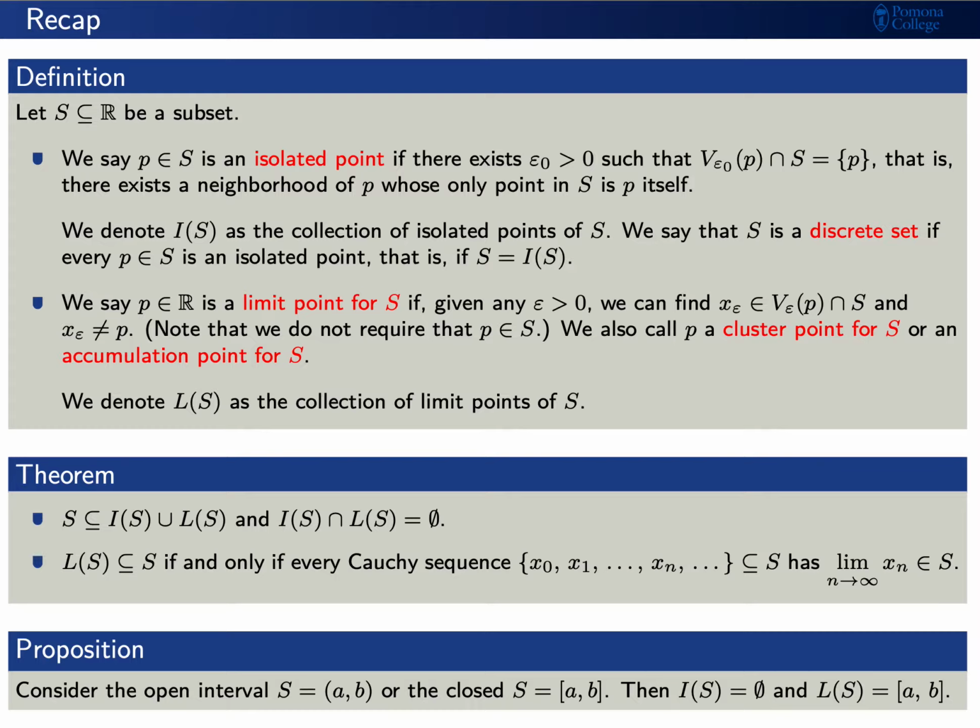As a couple of examples, let's consider either the open interval from A to B or the closed interval from A to B. Then S has no isolated points, and the limit points is just the closed interval from A to B.